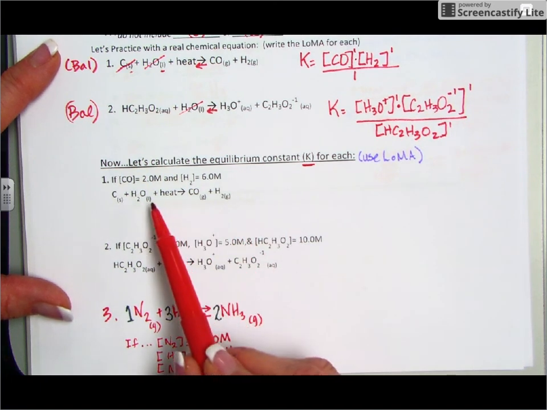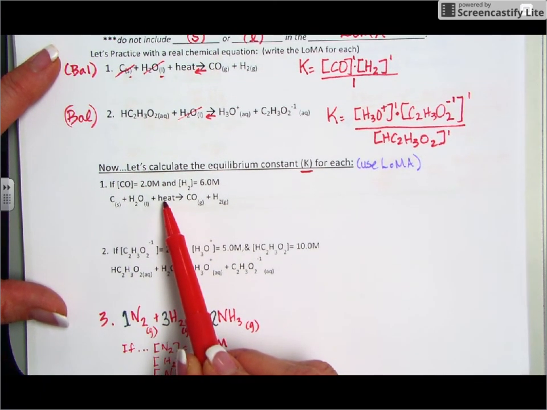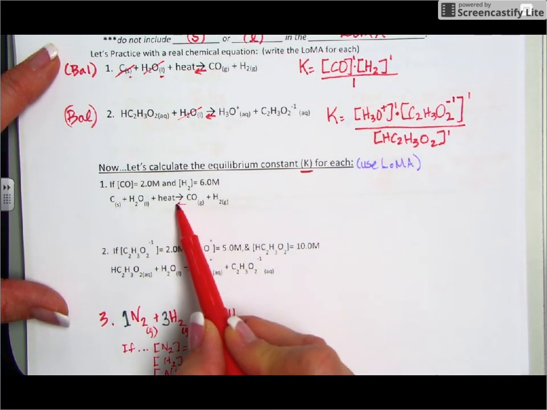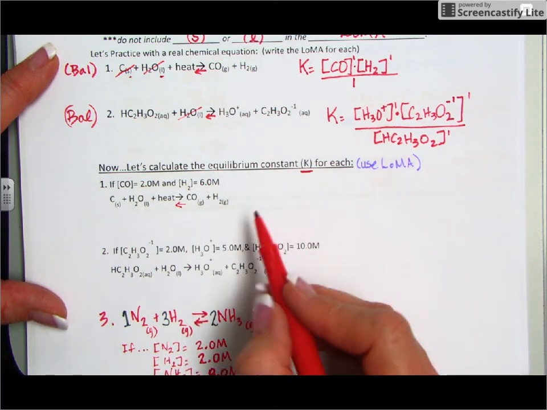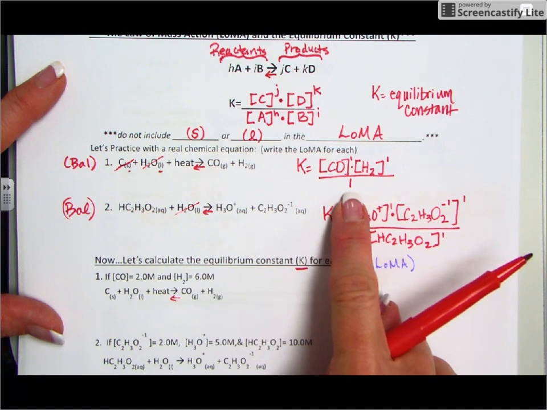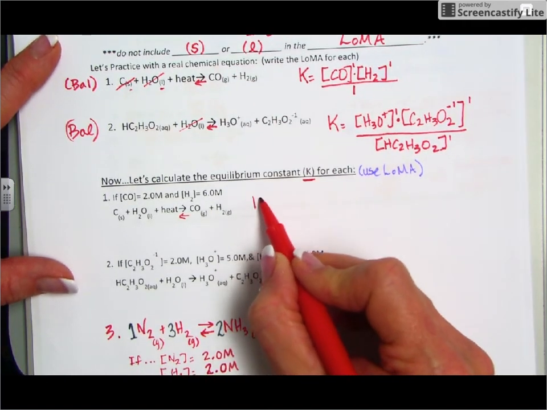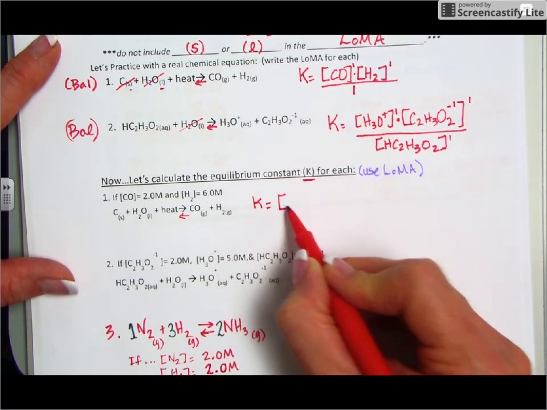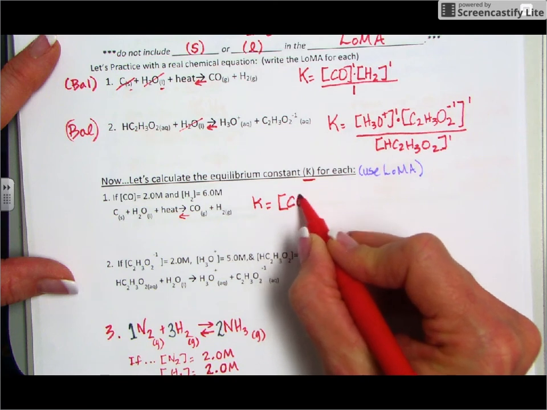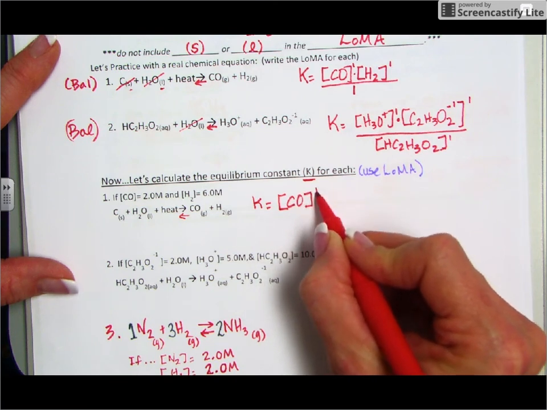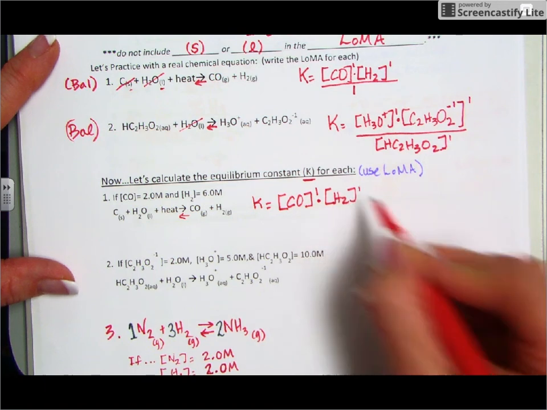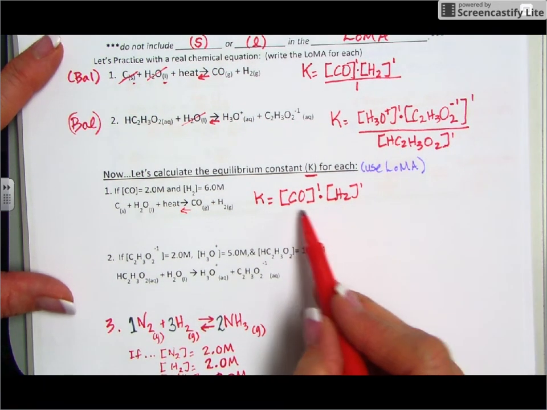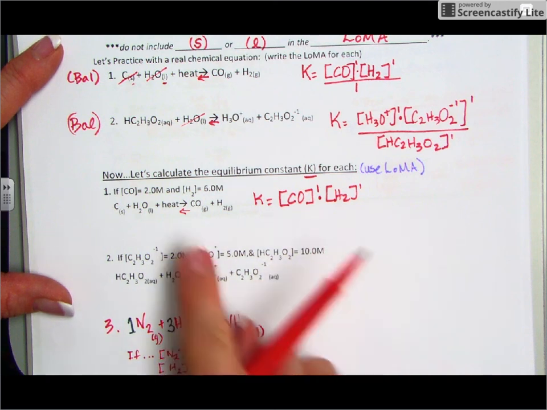So number 1 is the same equation, same equilibrium as what we have up here in the previous example, number 1. So we're going to be using this as our formula, if you will. I'm going to write that down again just so that I don't have to keep shifting back and forth. So we had concentration of carbon monoxide to the first power times concentration of hydrogen to the first power, and there was nothing in the denominator here. So let's plug in our values.